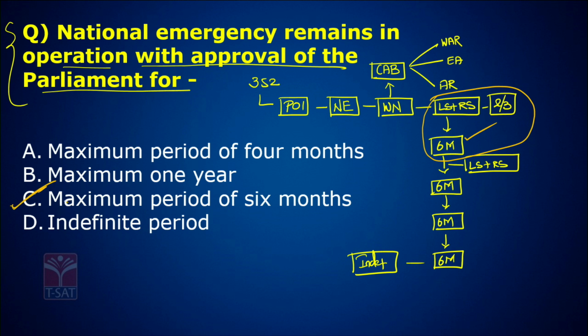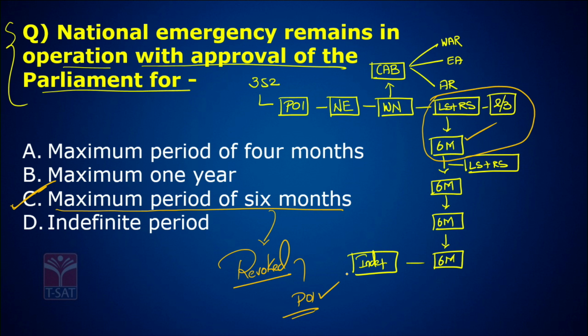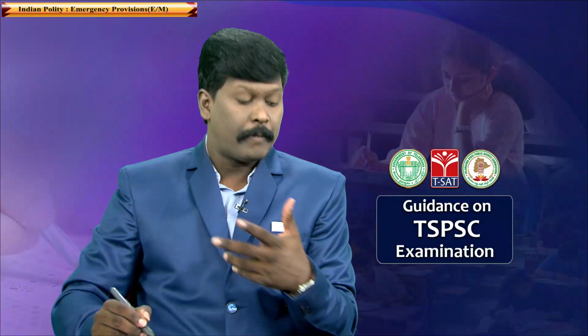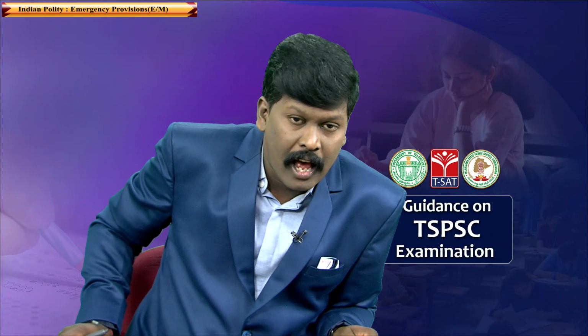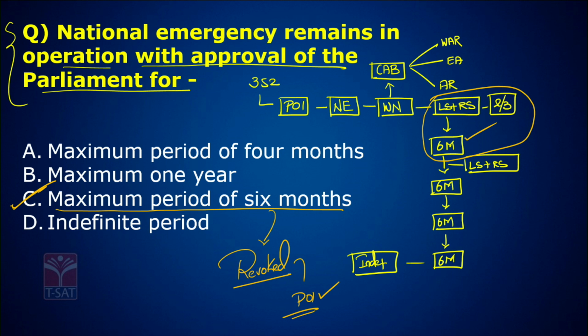Why did I say maximum period of 6 months or up to 6 months? Because within this 6 months, it can be revoked. It can be revoked by the President of India. That is what I mean. Now, maximum of 6 months.